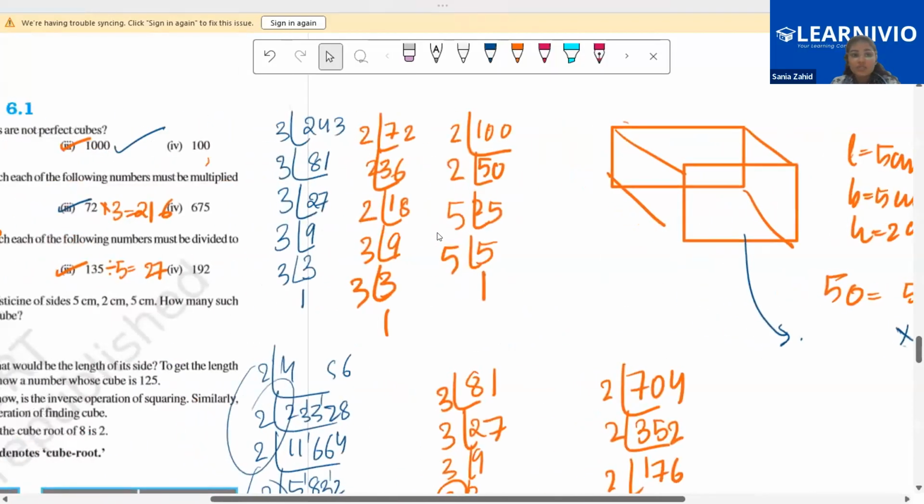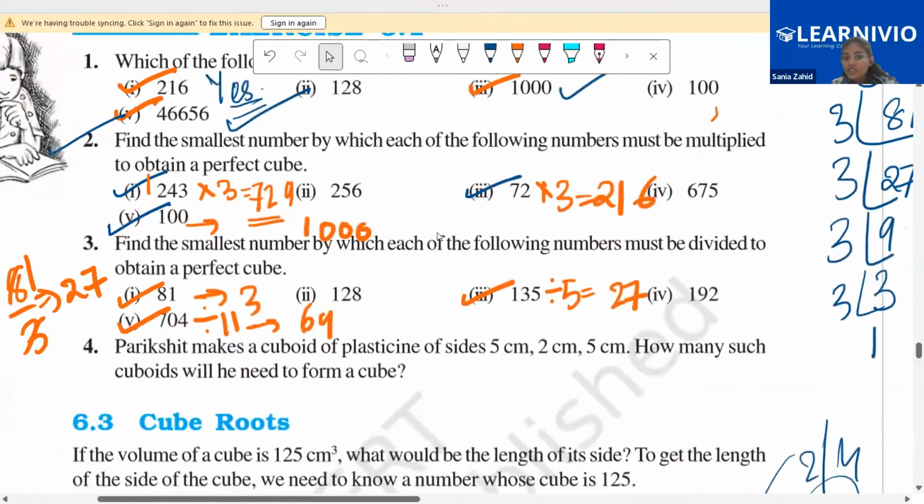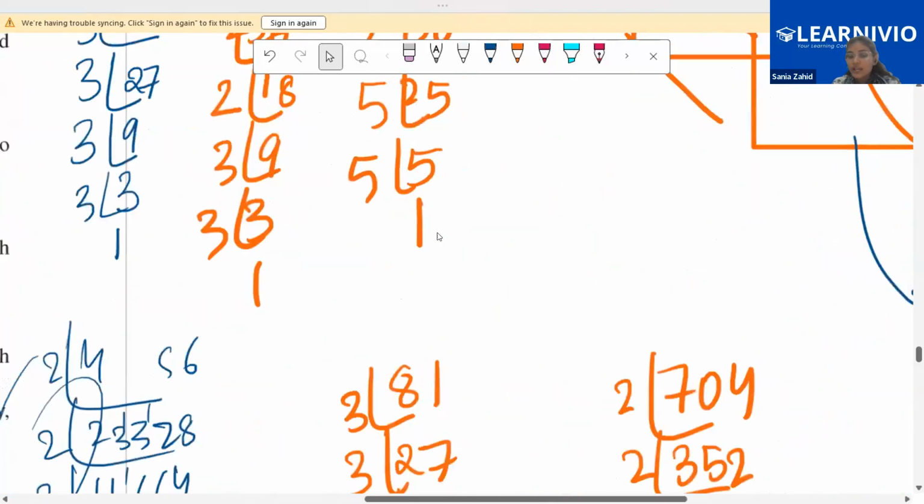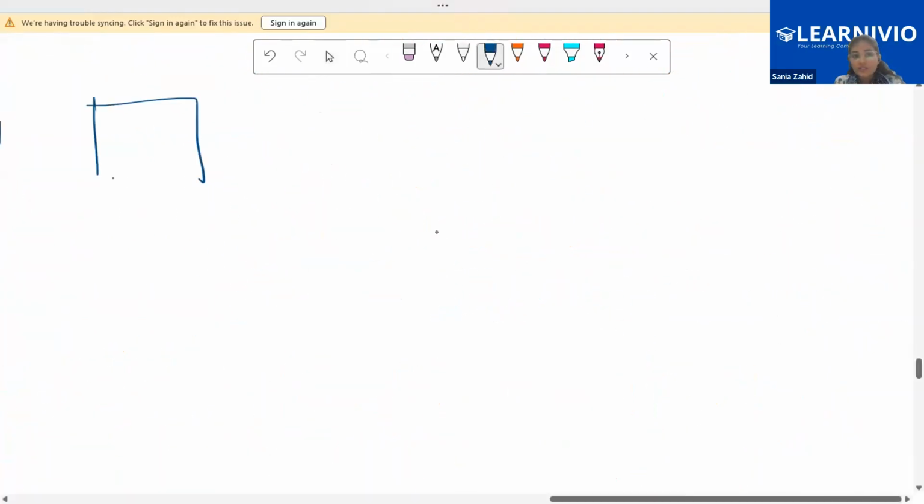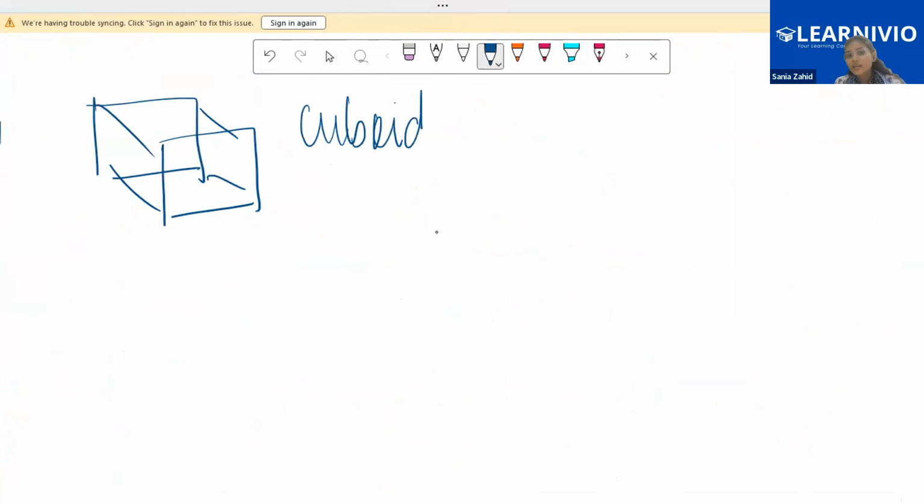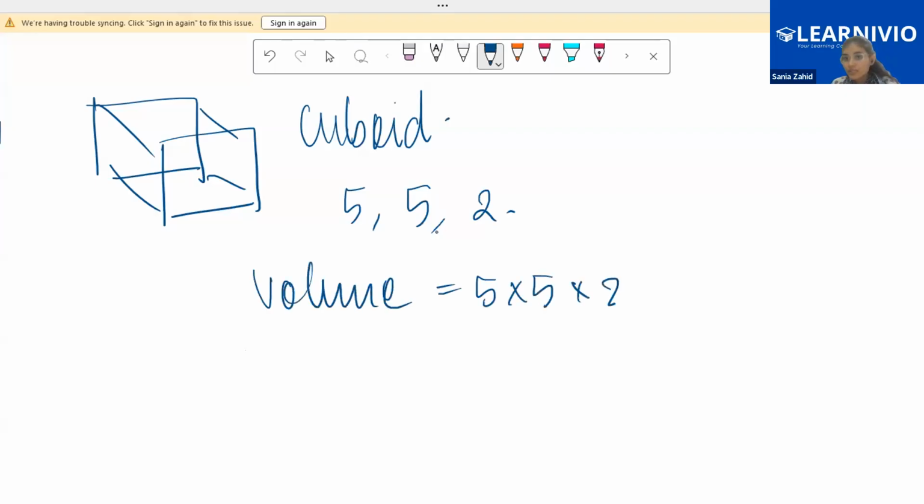Now, children, I'll just explain this question again. There was a lot of confusion. The question is basically there is a cuboid, and the dimensions are 5, 5, and 2. Now we know that the volume of this cuboid will be 5 into 5 into 2, that is 50 centimeter cube, right, children? Yes, ma'am. So you'll have 50 centimeter cube.